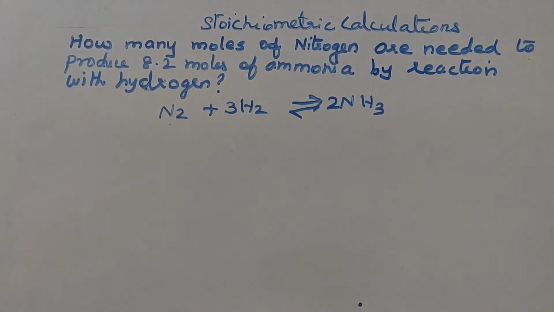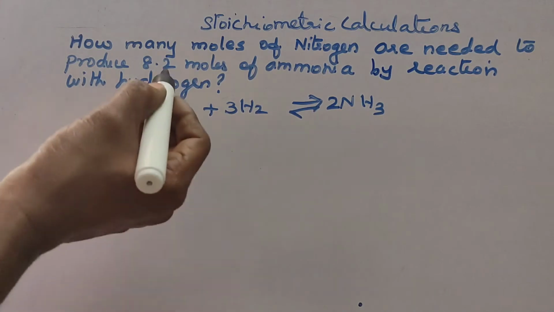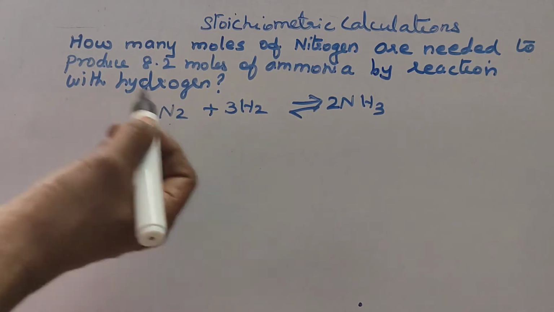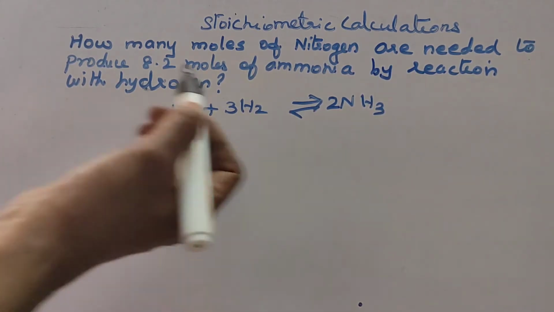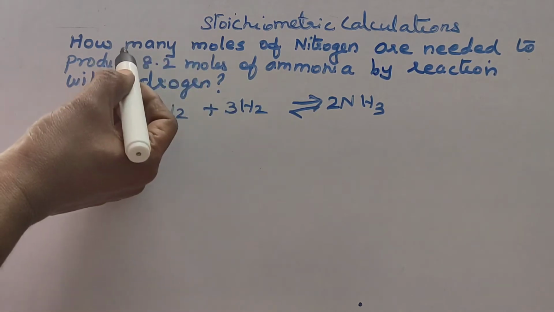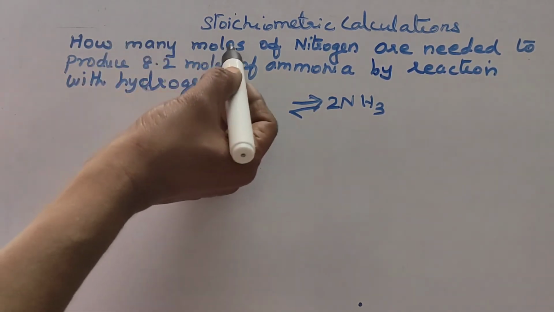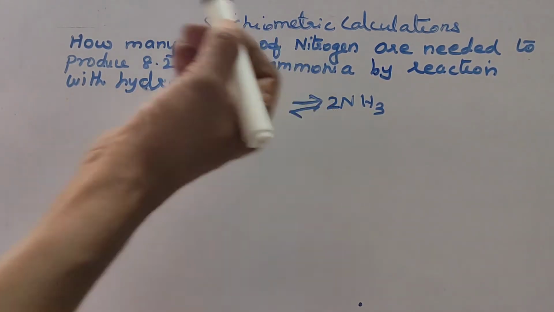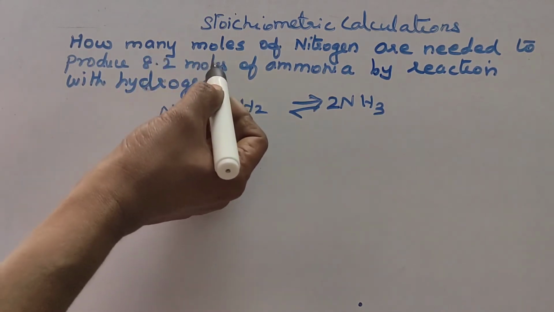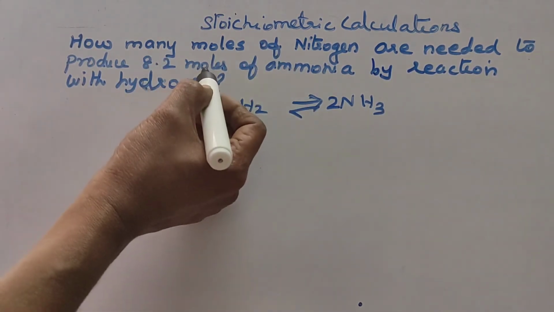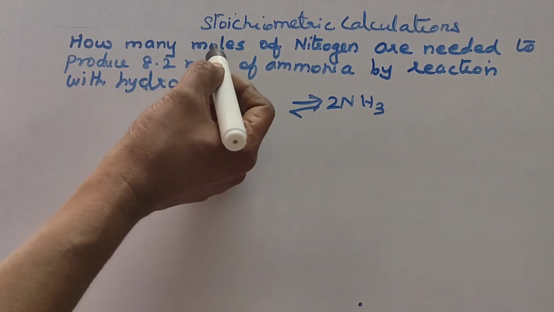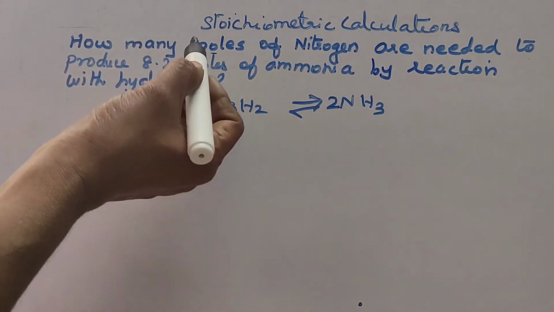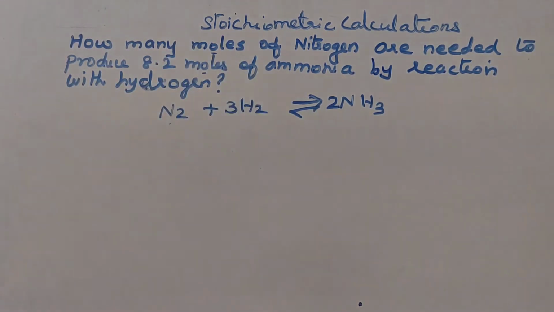Then second step, finding the correct relationship to be used in this problem. How can we find out the correct relationship? Here again we read the question. How many moles of nitrogen? They have asked the number of moles of nitrogen. What is given? 8.2 moles of ammonia. The given value is also in moles, and they have asked the answer also in moles. So this problem is based on the mole-mole relationship.